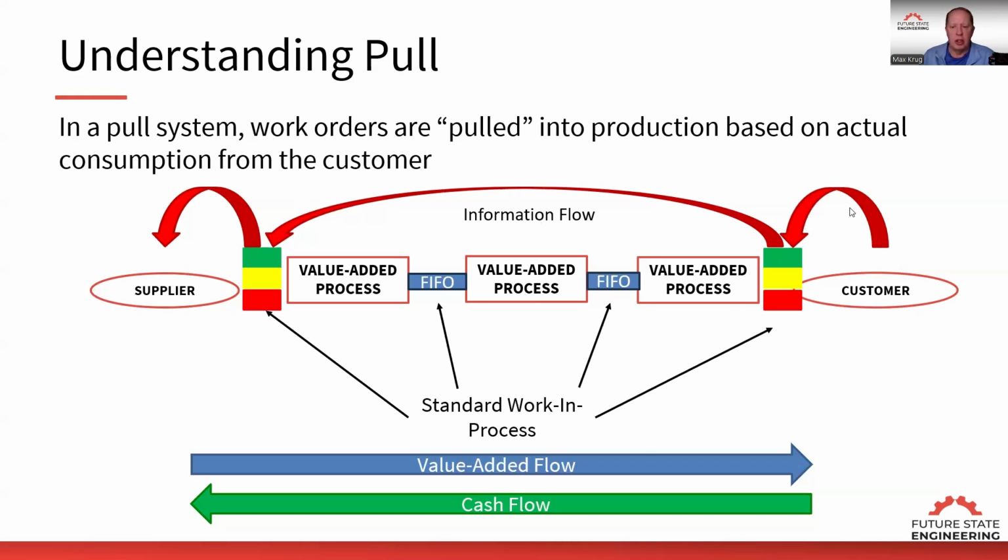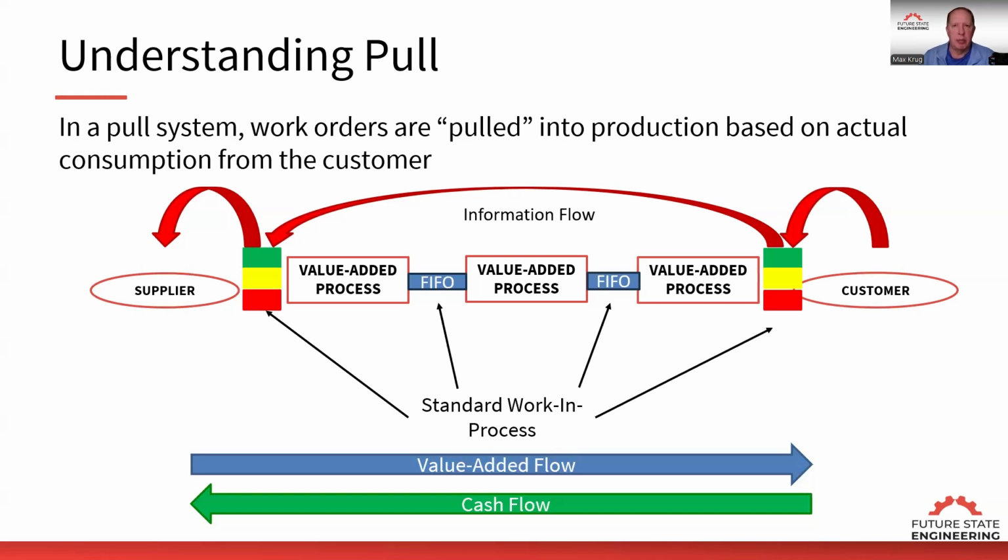So when we do this and establish pull and we have reliable lead times, then our work in process becomes standard. If the work in process becomes standard, then the system becomes highly predictable, which is what we're trying to achieve with stability. So it's very difficult to implement pull because of three reasons.